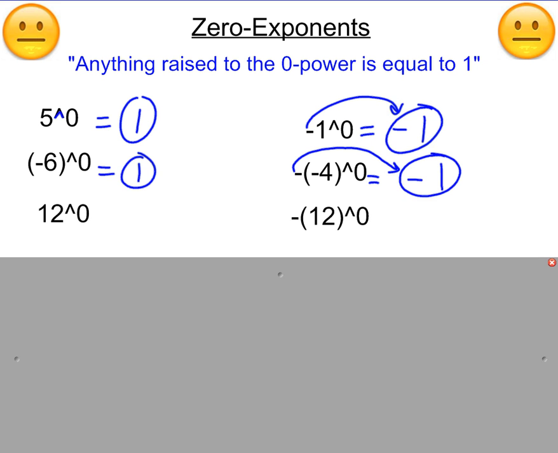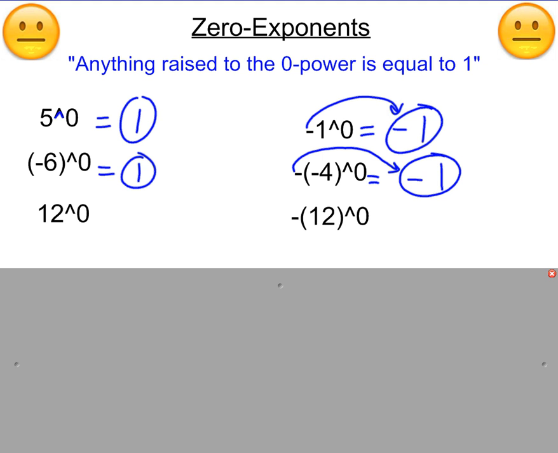All right. Two more. 12 to the 0 power. Well, it's just a 12 raised to the 0 power, so that's going to be 1. Now this one has a negative outside of the parentheses. So you have negative 12 raised to the 0 power. Again, since the negative is outside of it, it stays outside of it.